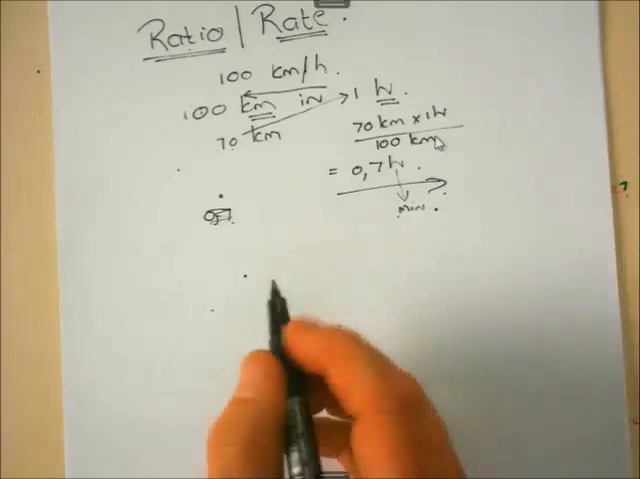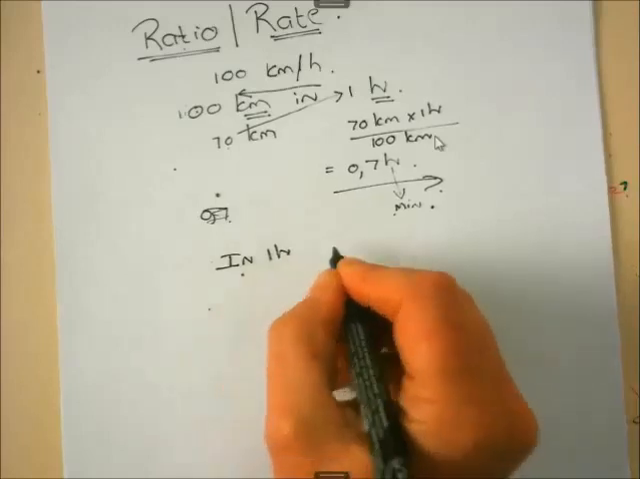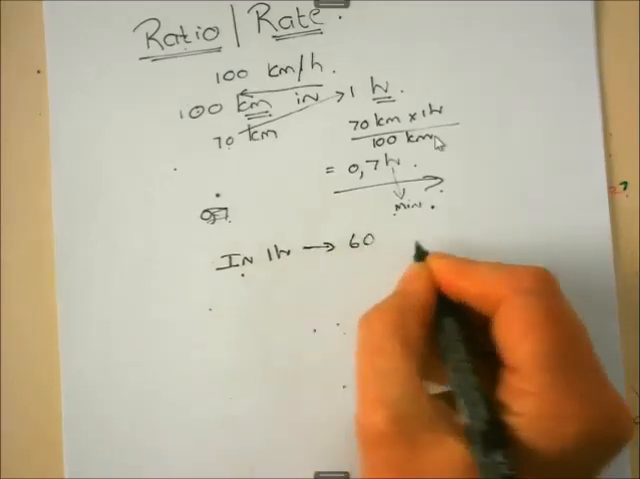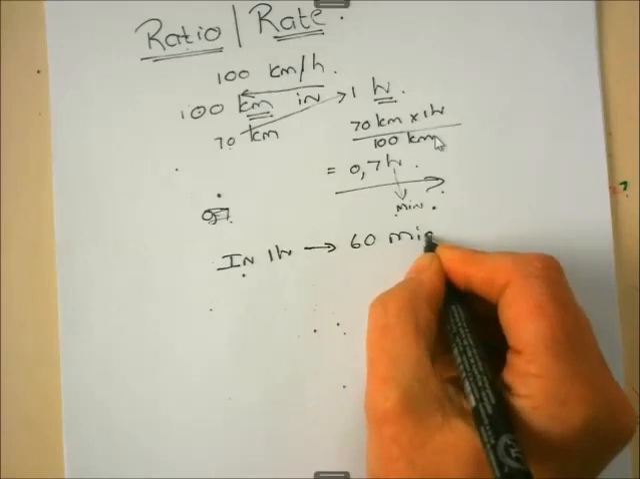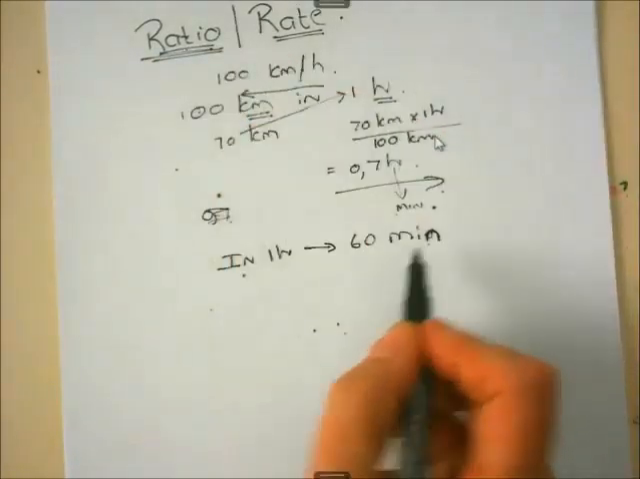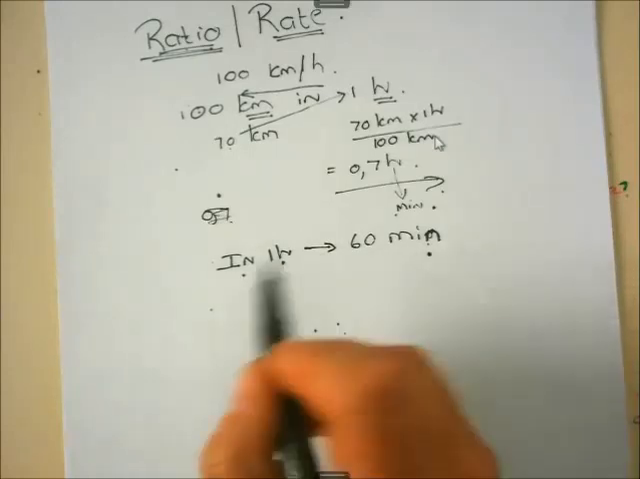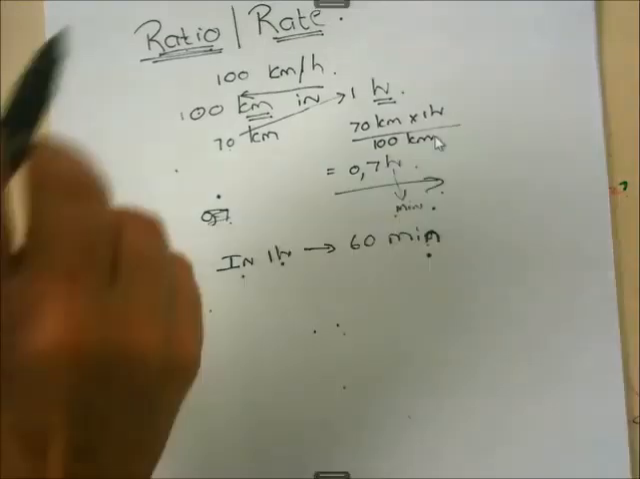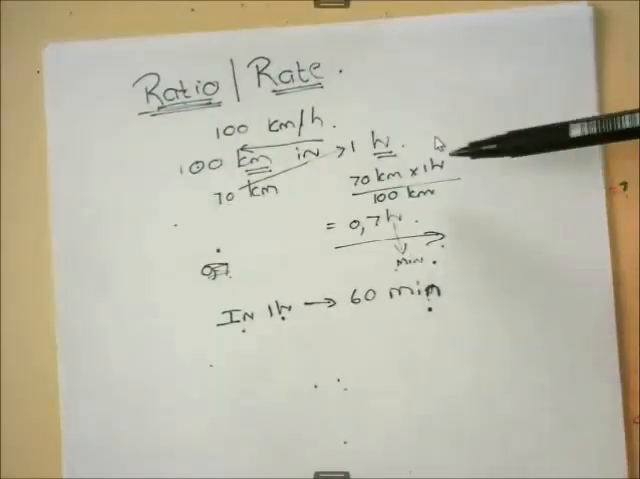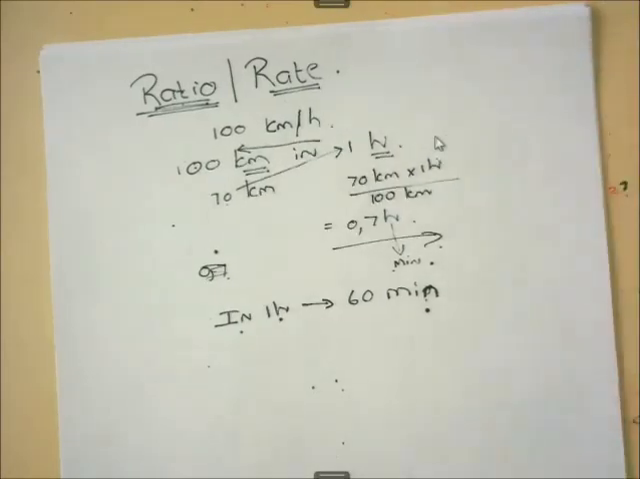I'm going to say in 1 hour, we have 60 minutes. Now we have a ratio. We call it a ratio because this is time and that is time. If I'm comparing two things of the same quantities, I'm calling it a ratio. If I'm comparing two things of different quantities, I'm calling it a rate. So when I'm talking about rate, I'm actually also talking about ratio.